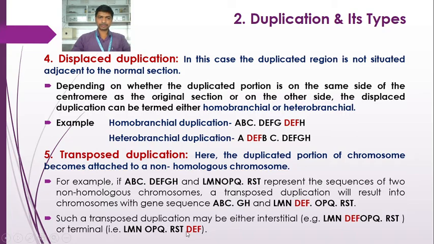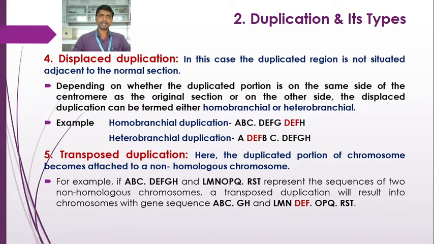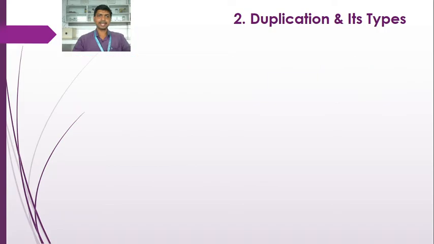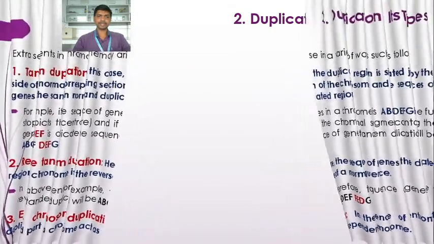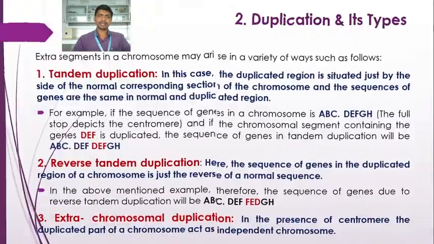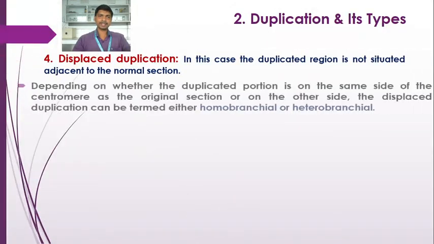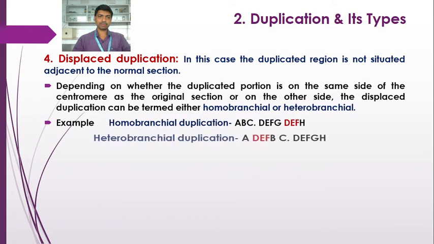Okay, so these are the types of duplication: tandem duplication, reverse tandem duplication, extrachromosomal duplication, displaced duplication, and transposed duplication.